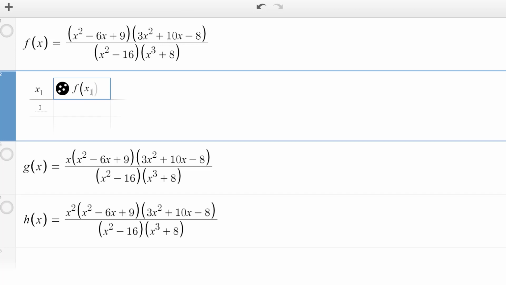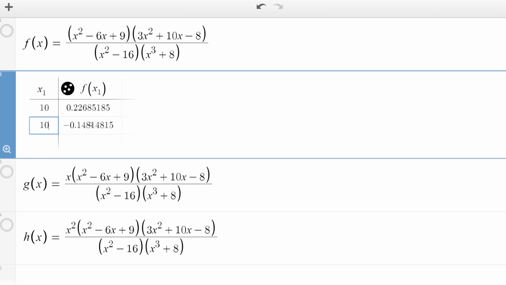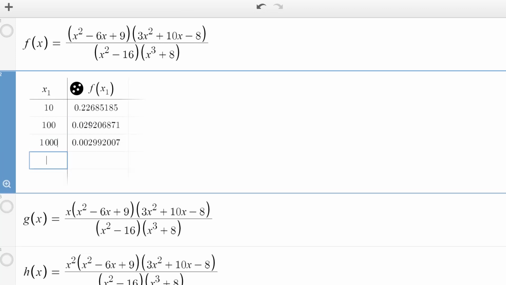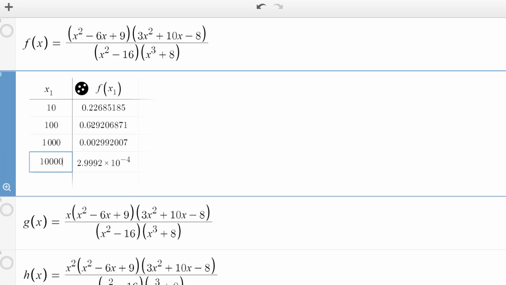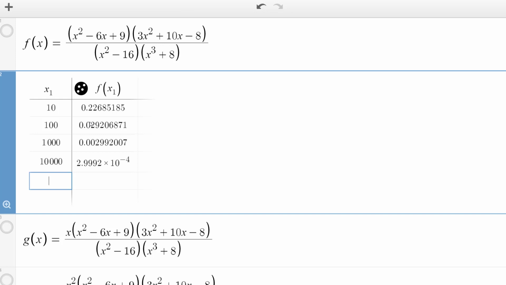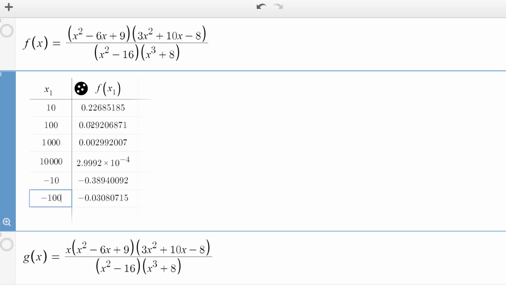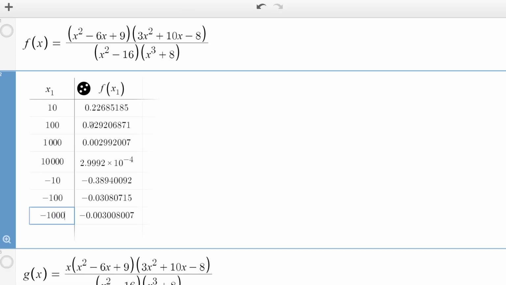Again, if I haven't said it in this course, x sub 1, the subscript there, is shift minus sign on your keyboard. Now I want to see what happens as x goes to infinity, because we're looking at the horizontal asymptotes. So I'll let x equal 10, and then 100, and then 1000, and so on and so forth. You get the idea here. You could also do the negative version of them: negative 10, negative 100, and negative 1000.